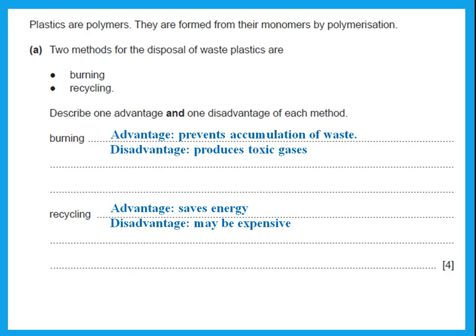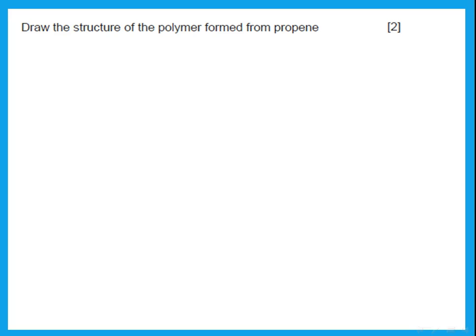So this could be expensive. Draw the structure of the polymer formed from propene. Again, when we draw addition polymers, we said this is the monomer. This is what we're starting with. And we said we're going to start with many, many of these.